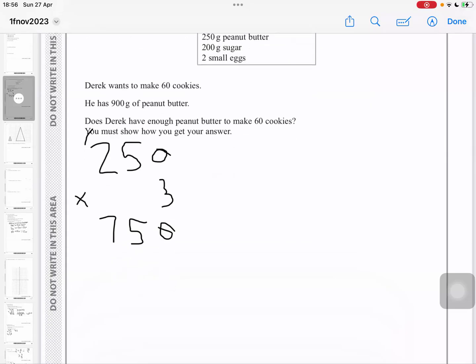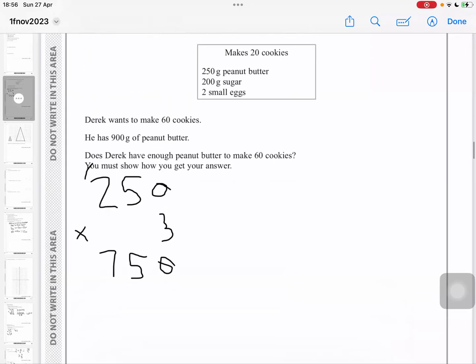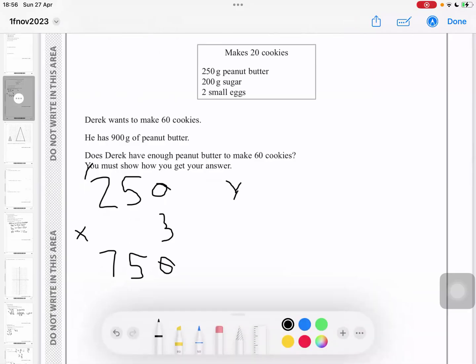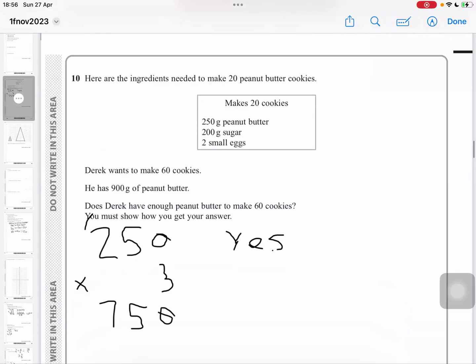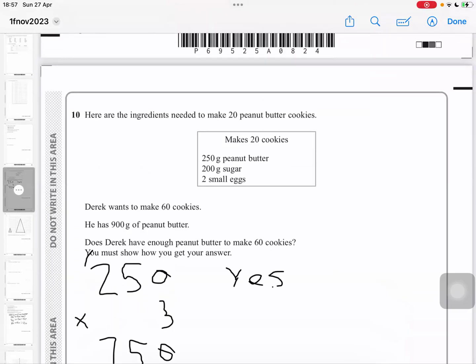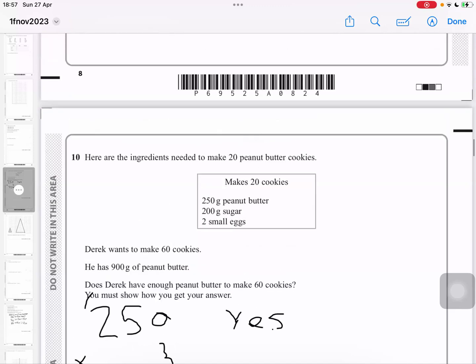900 is clearly bigger than 750, so I guess Derek has more than enough. I think that's all we need to show, right? Yes, so yes, he does. That's a good one. Okay, so we can move on now.